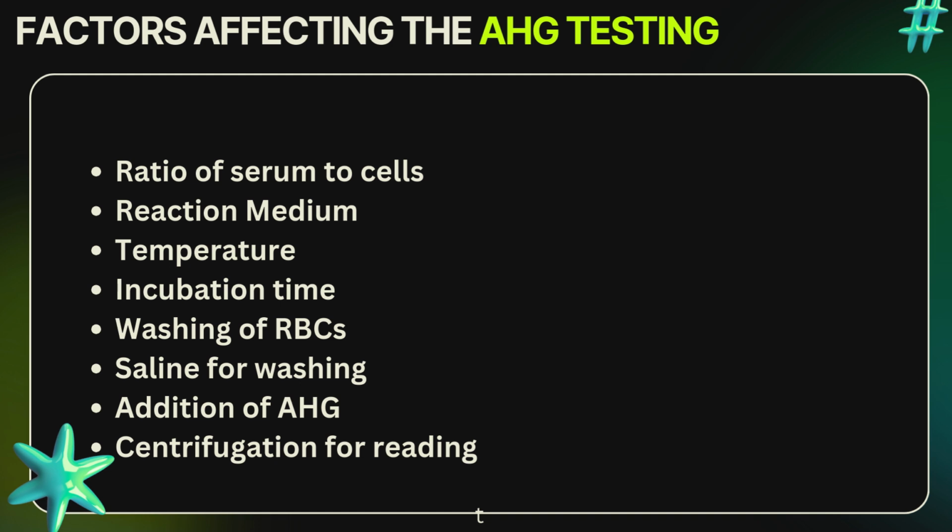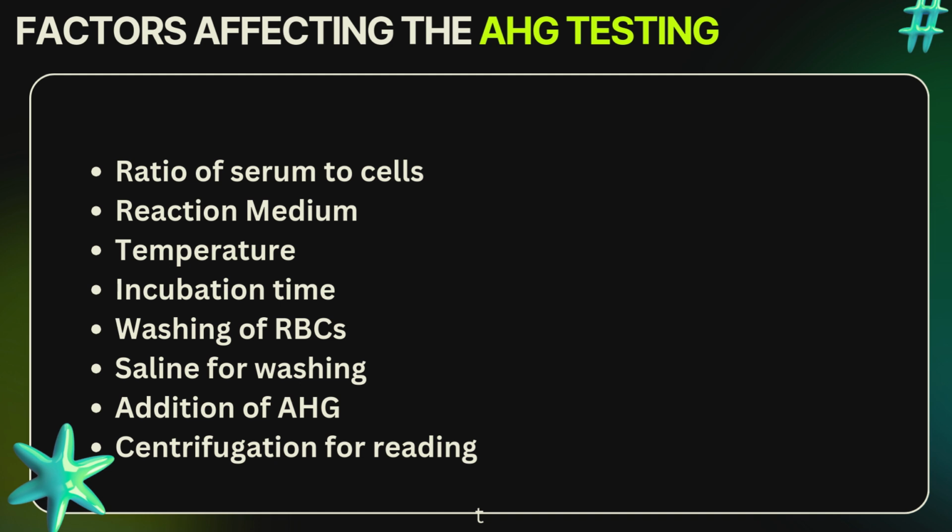So, factors affecting the AHG testing here, guys, consider the ratio of serum to cell. The proportion in which these components are combined can significantly impact the test's sensitivity. Next, the reaction medium plays a vital role, as it can facilitate interactions between antibodies and red blood cells, affecting the outcome. Temperature is another critical factor, as the right temperature ensures optimal conditions for the test reaction to happen, and incubation time must be carefully managed to allow adequate interaction between test components. The washing of red cells is necessary to remove any unbound antibodies which could otherwise give false results.